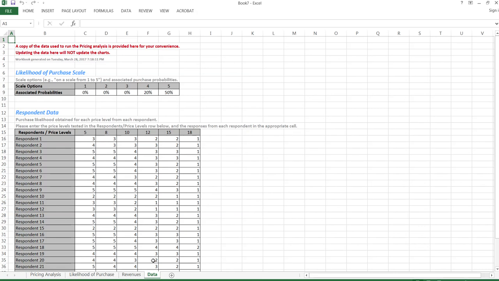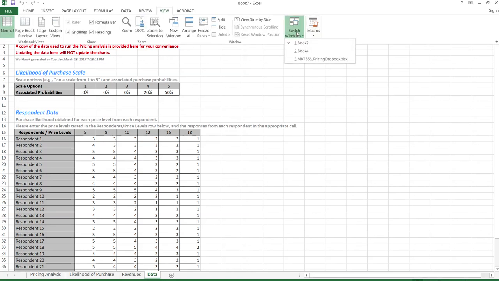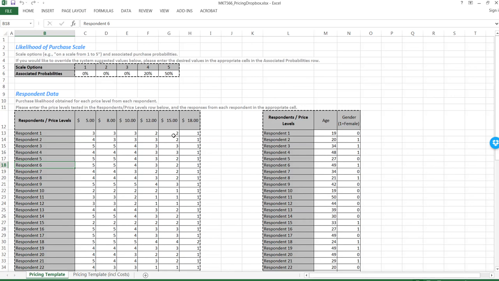Finally, the last tab is data, which repeats the data from the data file that you started with. Now, back to the point of revenue versus profit maximization. Let's go back to the original data file. Here, we did not indicate any costs, so the pricing analysis does not know how to maximize anything other than revenue. However, we may have marginal cost.